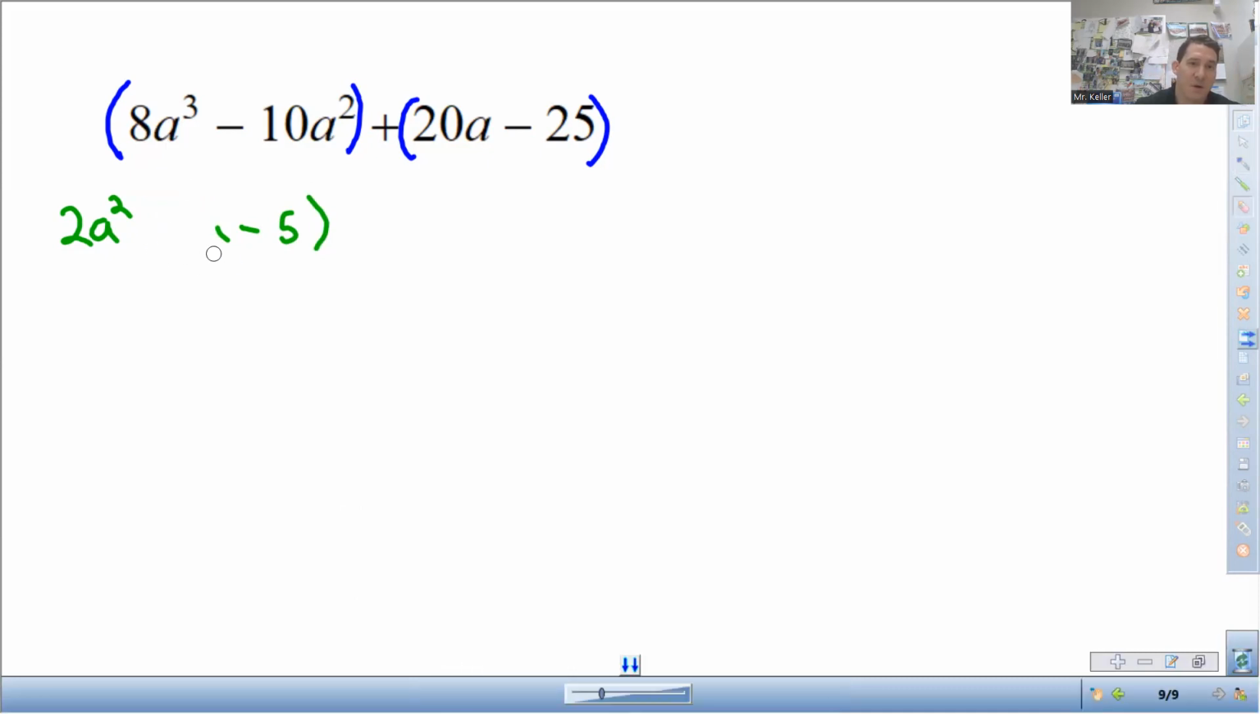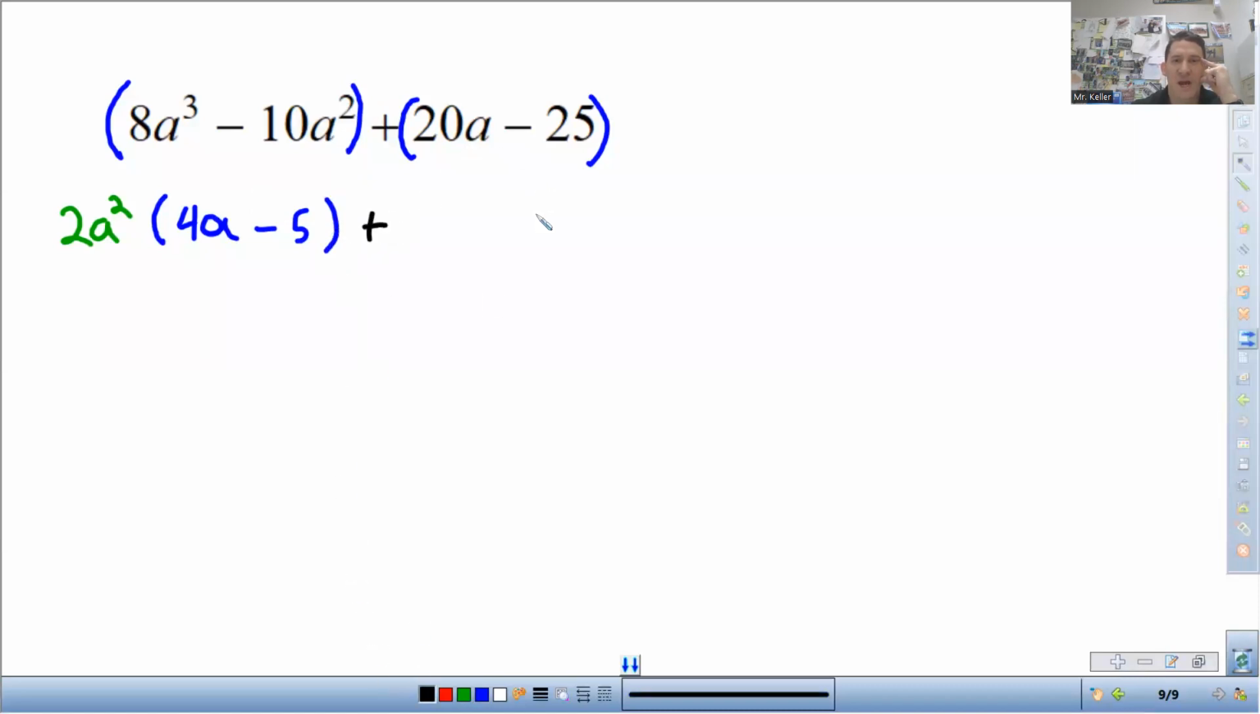It'll be left over. So once I identify the greatest common factor here, it's just a matter of dividing these by the greatest common factor. If you're not doing the whole factoring out, taking out what they have in common, you just divide. So 8 divided by 2 is 4. A cubed divided by a squared is a. Minus 10 divided by 2 is 5. A squared divided by a squared is 1. So we just leave it as 5. Plus 20a minus 25. So that's going to be, greatest common factor is just going to be 5. So 20 divided by 5 is 4a, and 25 divided by 5 is 5.